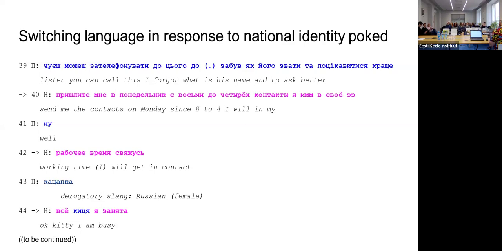Now Panas is forming a request for Natalia to call somebody, he forgot exactly whom, and to ask more precisely what is needed from the families. And Natalia is responding with a suggestion that is very formal, obviously jokingly formal. She's smiling and she uses a plural indicative form to underline the formality. Send me the contacts on Monday from 8 to 4 and I will get in contact during my working time. Panas tries to tell something in a short pause between Natalia's turns, starting with well, but abandons the turn, lets Natalia finish, and he reacts to her suggestion with a turn where he uses a derogatory term for a Russian woman, Katsapka. And Natalia reacts to it with a Russian sentence, but she inserts a Ukrainian nickname, Kitsa, in response to Panas's spoken challenge of her national identity.